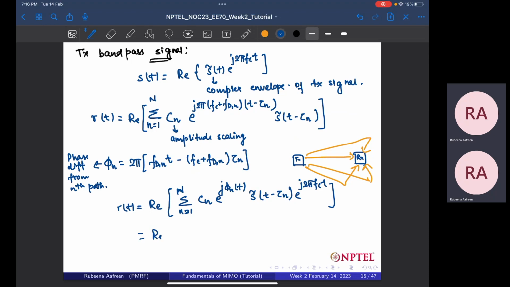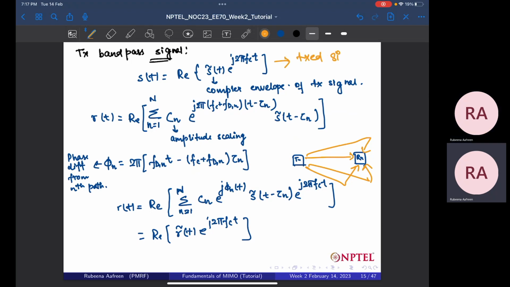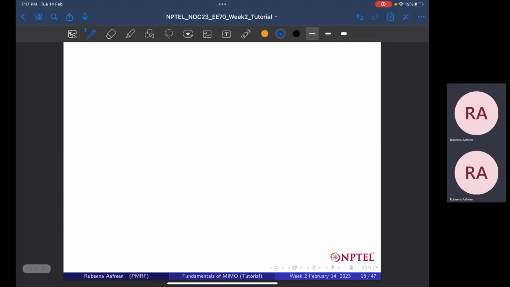Now we can write it as the real part of r tilde(t) e to the power j 2 pi f_c t. Now you see, this is the transmitted signal and this is the received signal. So always what we do is find the relation between the transmitted and the received signal, right? So we can write r tilde(t) equals the summation n equals 1 to N of c_n e to the power j phi_n(t) s tilde(t minus tau_n).